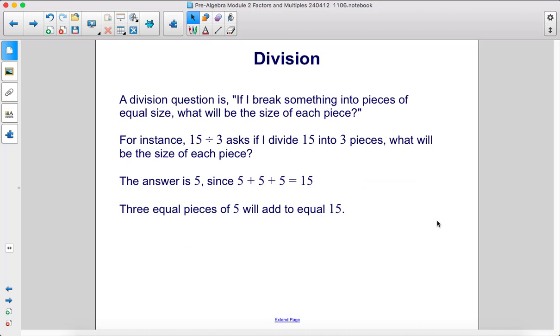A division question is: if I break something into pieces of equal size, what will be the size of each piece? For instance, 15 divided by 3 asks, if I divide 15 into 3 pieces, what will be the size of each piece? The answer is 5, since 5 plus 5 plus 5 equals 15. 3 equal pieces of 5 will add to equal 15.